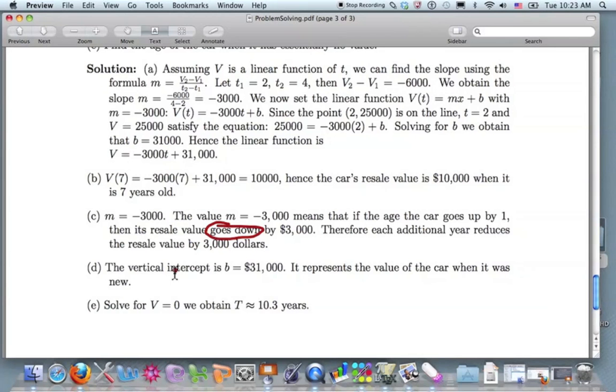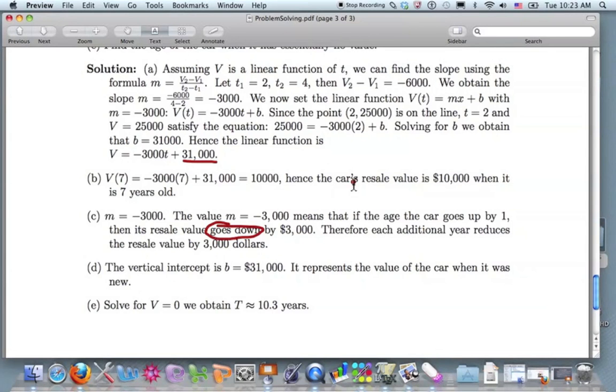Number D, we want to interpret what the vertical intercept is. Here we have b equals 31,000. What does this number represent? It represents the value of the car when t equals 0, right? So that is the value of the car when it was new.